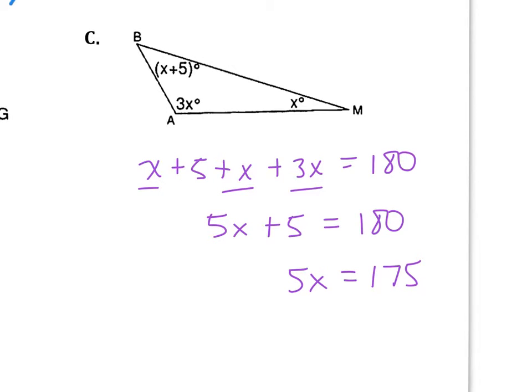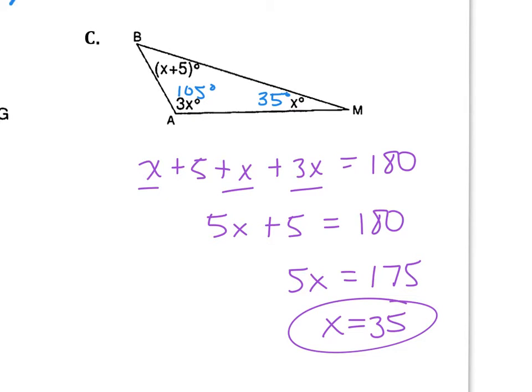I heard 35. What's 175 divided by 5? Can I get your calculator? I got a 35 over here. So x is equal to 35. If I plug that back in, that gives me a 35-degree angle, a 105-degree angle, and a 40-degree angle.